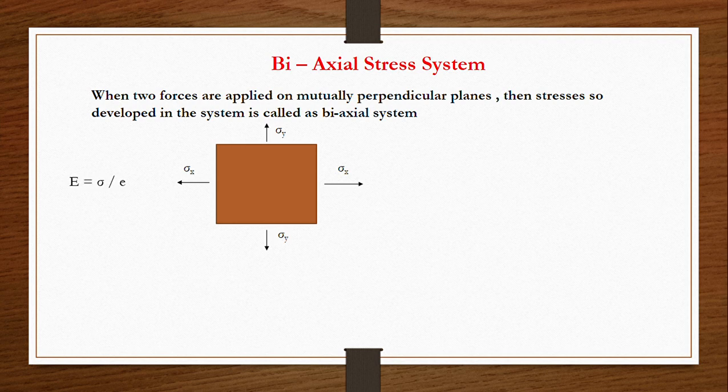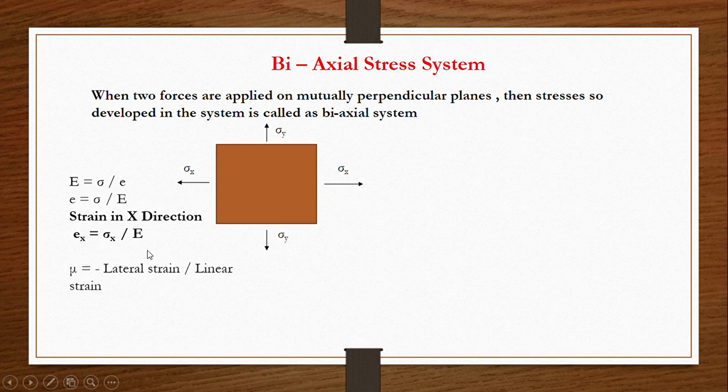As you know, E, that is the modulus of elasticity, is nothing but stress to strain, that is sigma, the stress, upon strain, that is small e. By shifting E to the left-hand side and small e to the right-hand side, we get a new equation: small e is equal to stress divided by modulus of elasticity. So the strain in the x direction, e of x, is equal to sigma x divided by E. And you know that Poisson's law is nothing but the lateral strain to the linear strain.